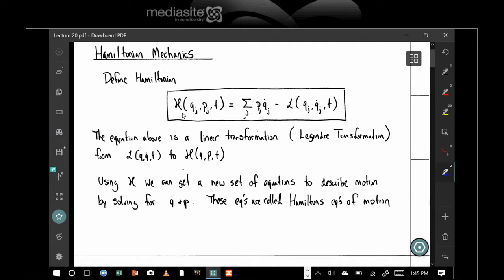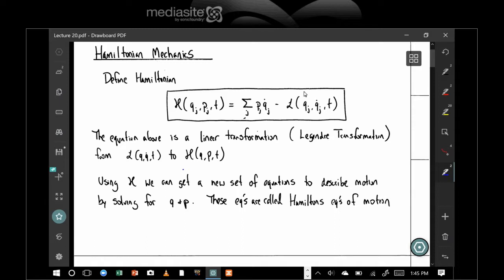The Hamiltonian is a function of three things: the generalized coordinate, the generalized momentum, and time. And it may be explicitly a function of time. Now, if that's the case, it's not conservative, but I can always define a Hamiltonian for a non-conservative system. Now, how do I get the Hamiltonian? Well, what I have to first do is get the Lagrangian. So I get this thing here. And the Lagrangian, in general, may be a function of generalized coordinate, generalized velocity, and time explicitly. And then I have to put it into this equation here.